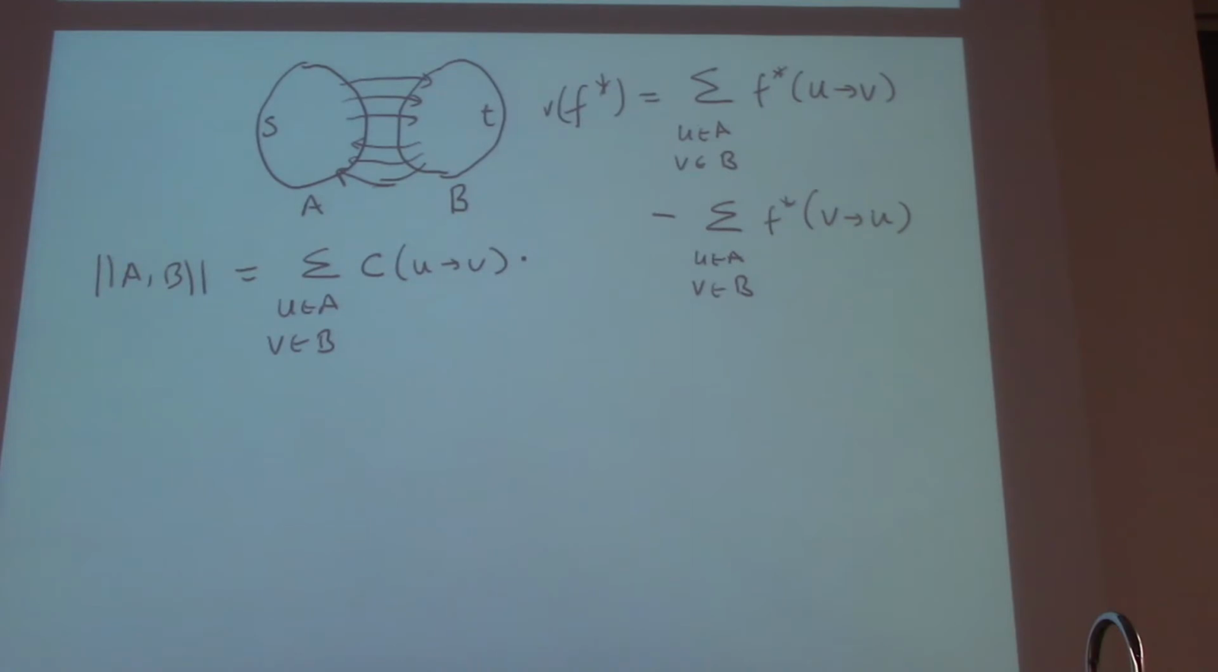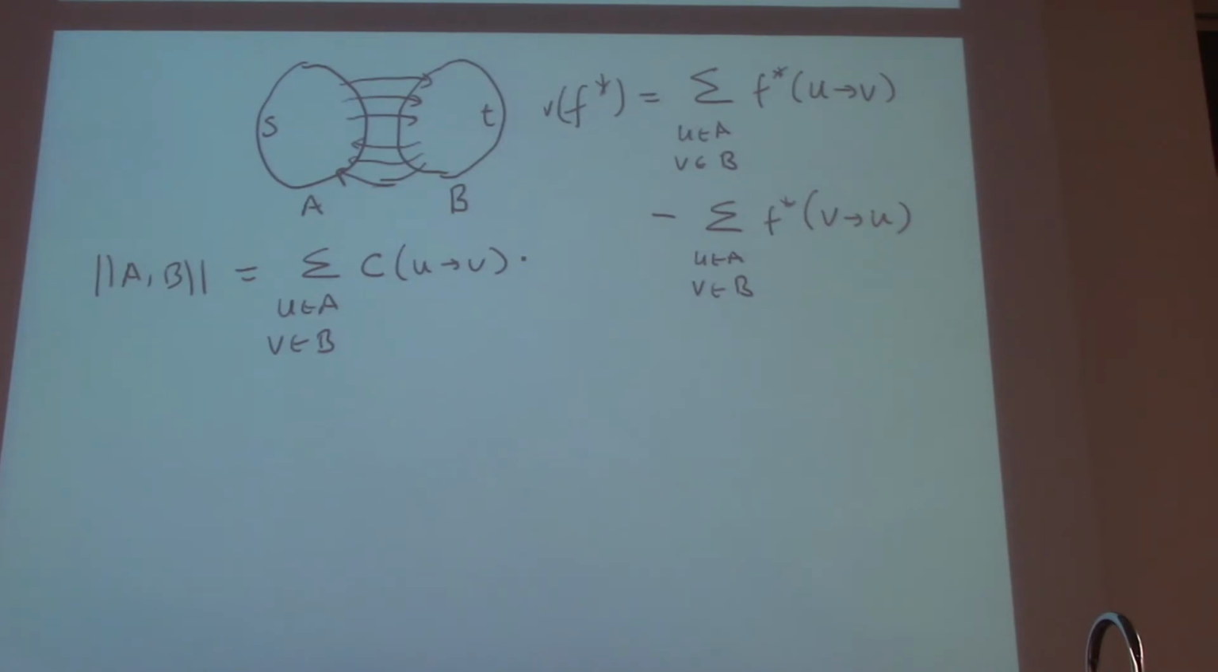Anyone? Yeah? The F star from U to V needs to be equal to the capacity, and the subtracting terms need to be 0. Okay, so the claim is that if we eyeball this and pattern match, we want that first term, which is summed over the same things as this, to be equal to this, and we want the second term to be 0. That's one way to make sure these two things are equal. And in fact, that's exactly what we're going to show: that the first term equals this term, and the second term is 0.